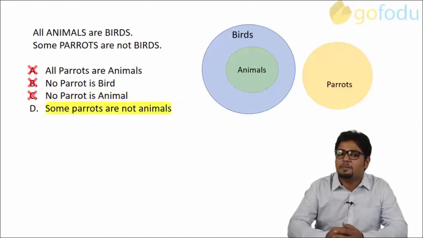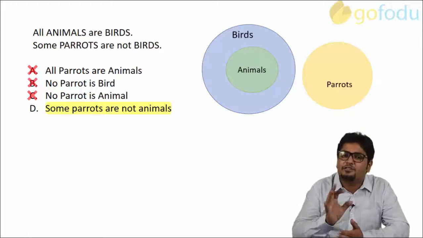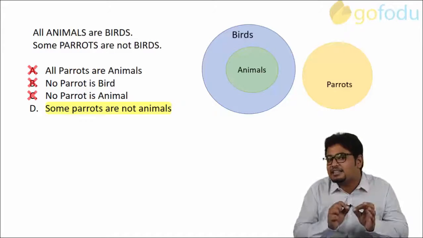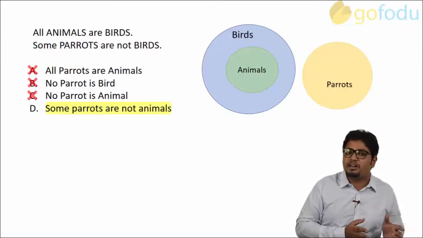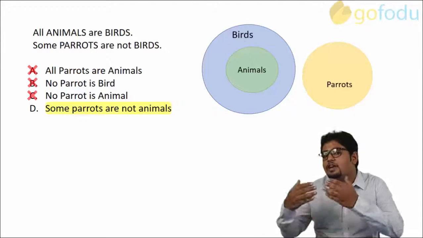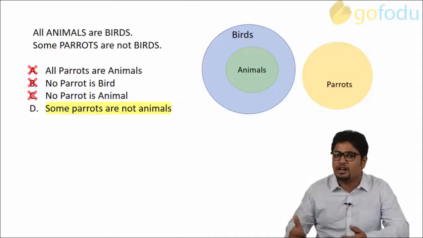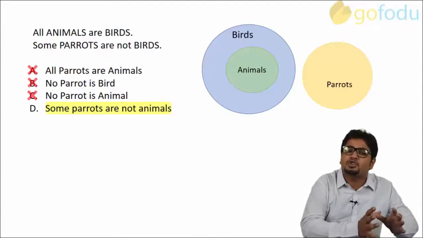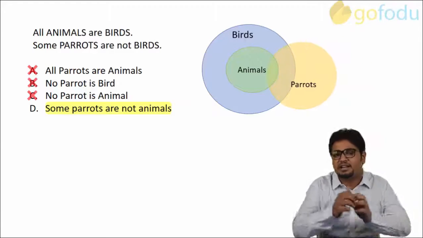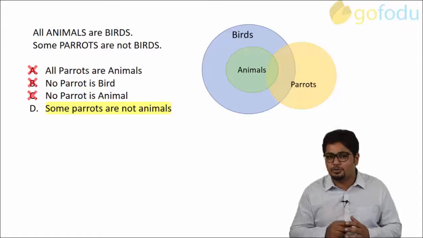Fourth conclusion is some parrots are not animals. It is clear from the basic diagram that this is a valid conclusion. But since it's a negative conclusion and is true from the basic diagram, we have to check for the other possibilities as well. This is minimum overlapping. Let's look at the moderate case. Moderate, as we saw in the previous conclusion, parrots overlapping animals to some extent like this. But here also this conclusion holds true.